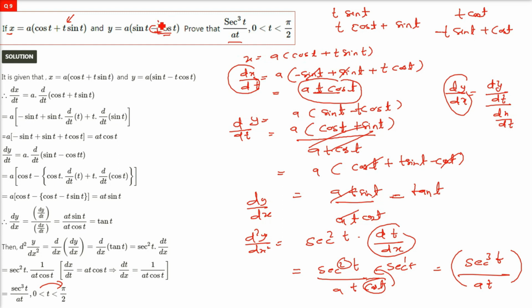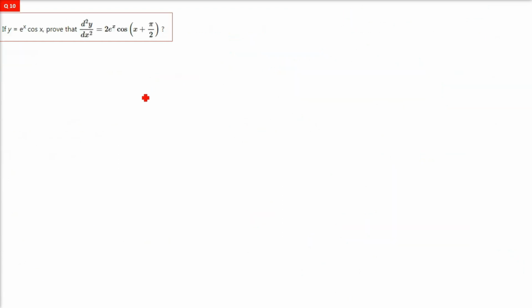There is a slight change which I did in this question. It is t cos t. Y equals e raise x cos x. We have to prove that d2y by dx2 is 2 e raise x cos x plus pi by 2. So y is this thing, dy by dx will be e^x, cos x will be minus sin x. Then we have cos x, e raise x will be e raise x.